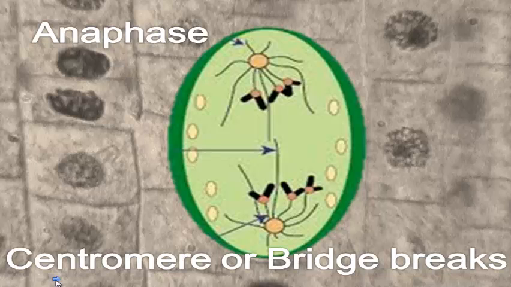Anaphase. Anaphase is the phase where the centromeres, or the bridge where the center of the chromatid copies, have broken. And you notice the spindle fibers have pulled apart the different types. So we can see that up here we have three chromosomes and down here we have three. And these three down here are the exact replicas of the ones at the top. And so now we can start seeing the process take effect.